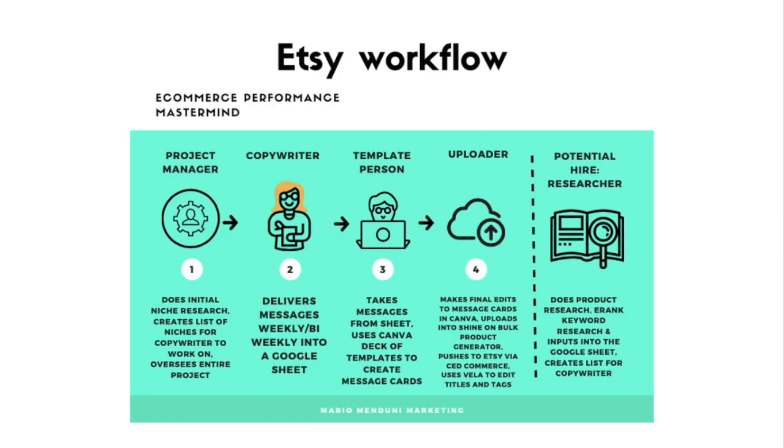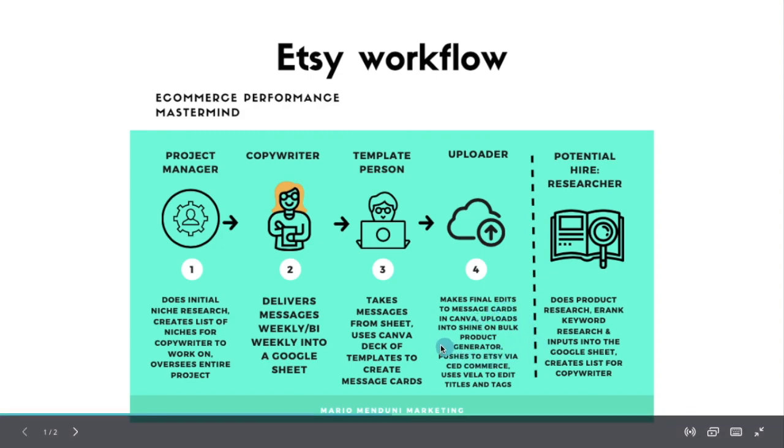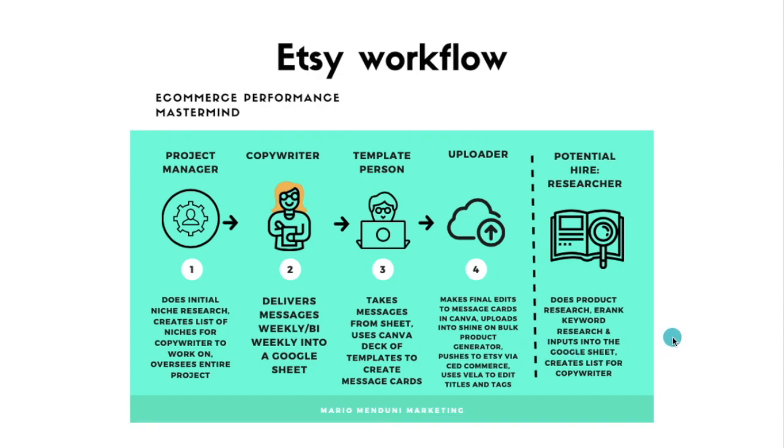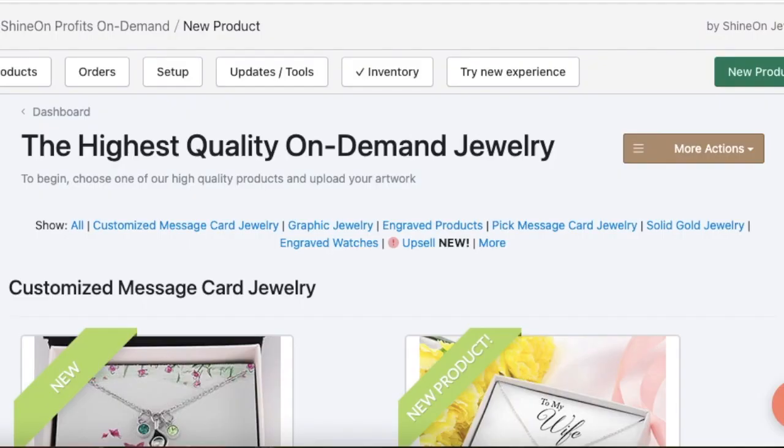For the rest of this video, I'm going to do a short segment on using the bulk product generator in the Shine On app. And then in the next video, we're going to dive a little bit into eRank keyword research. Now, on to the bulk product generator in the Shine On app: this is going to be a tutorial about how to create your templates for the first time and then how to use them.